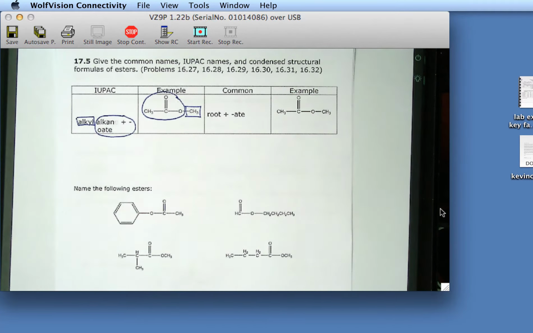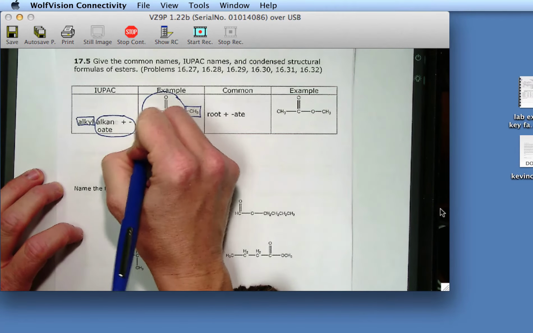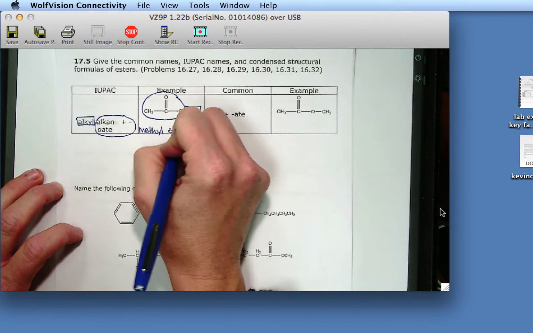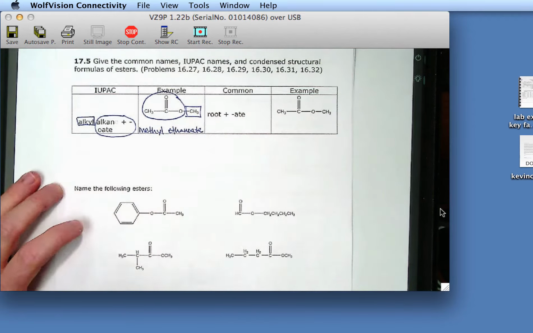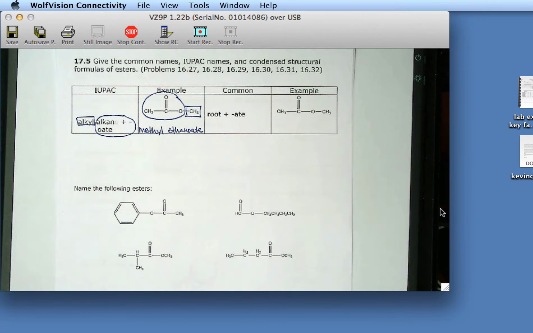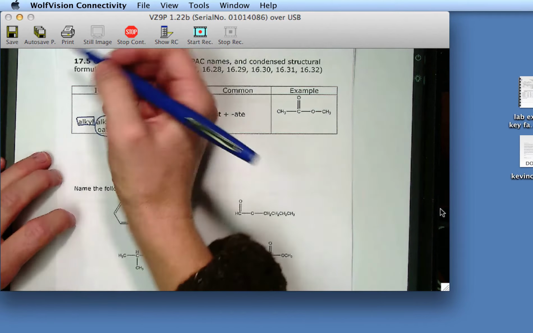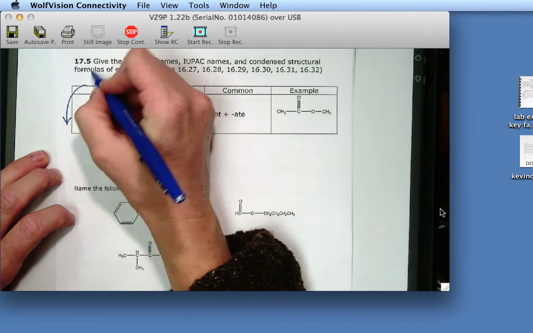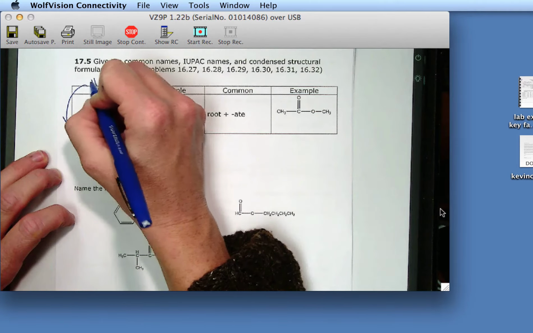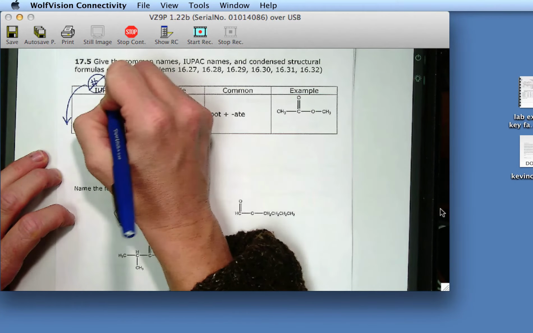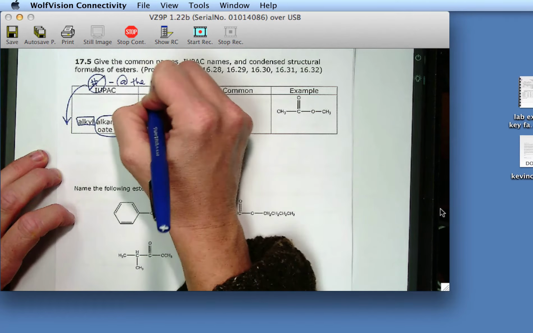So how would you name that guy? Ethanoate. So methyl ethanoate, good. And with esters, they're at the ends. So you don't need to put numbers where the esters are. No number at the ends.